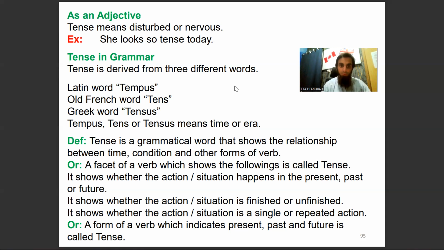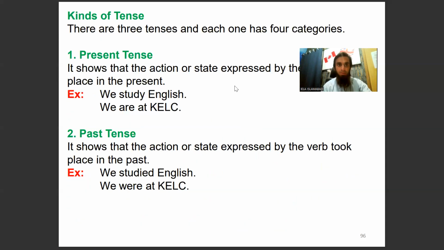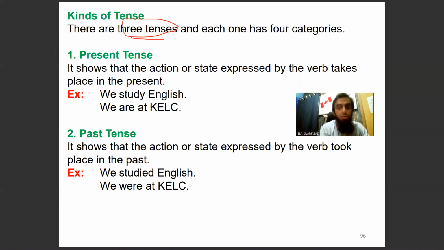Okay, let's move to the next slide. Kinds of tense. Now we have different kinds, and those are three, as we talked about, and you also mentioned earlier. Within those three kinds, number one is the present tense. It shows that the action or state expressed by the verb takes place in the present. For instance, we study mathematics, or we study French.